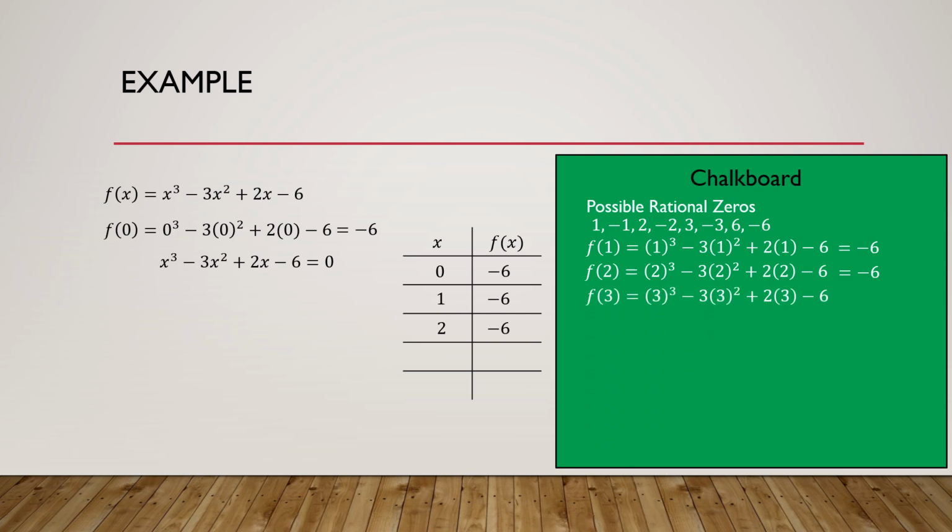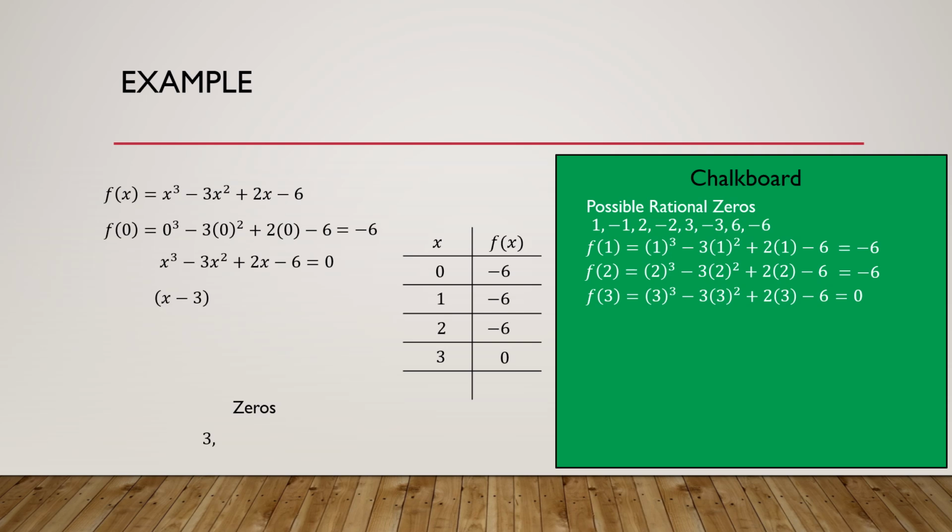Now let's try f of 3. f of 3 equals 3 cubed minus 3 times 3 squared plus 2 times 3 minus 6. This equals 0, which means 3 is a zero of the function, and the point 3, 0 is a point on the graph, and x minus 3 is a factor of the polynomial. This also satisfies the theorem of a polynomial function with an odd exponent in the leading term, having at least one real zero.